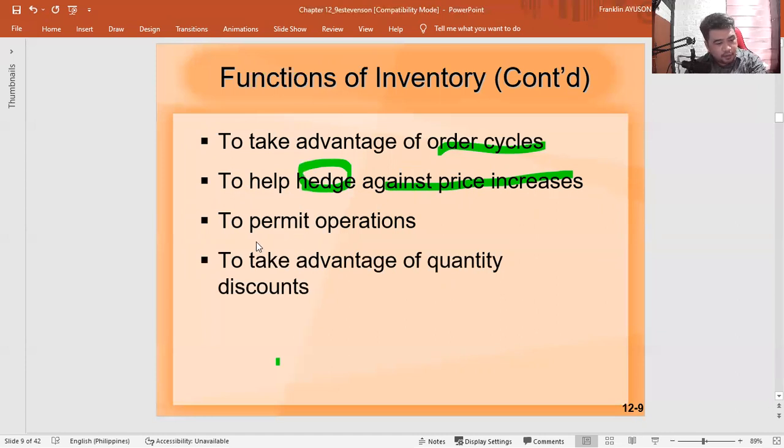Most importantly, a function of inventory is to permit operations. Without inventory, the organization cannot move forward in its operations. Companies may also hold inventory to take advantage of quantity discounts. So aside from order cycles and hedging of prices, sometimes companies hold inventory simply because they take advantage of quantity discounts from their suppliers. Okay, moving forward.